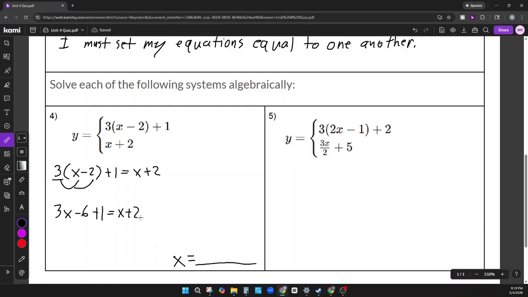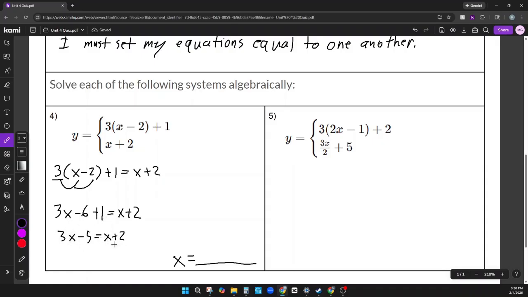Now all my x's are free. There are no groups, there are no parentheses, there are no square roots or absolute values. All my x's are free to move around and interact with one another. Let's clean this up real quick. 3x negative 6 plus 1 is going to be negative 5 is equal to x plus 2. And now we see that we have our x components and we have our number components.